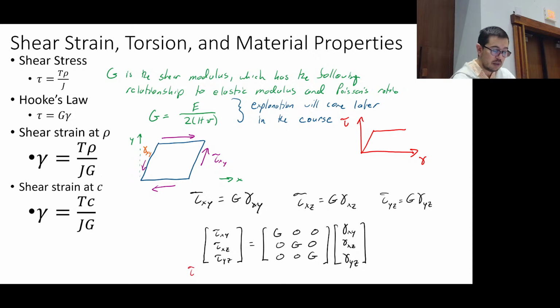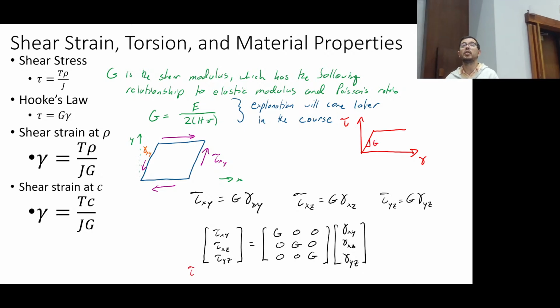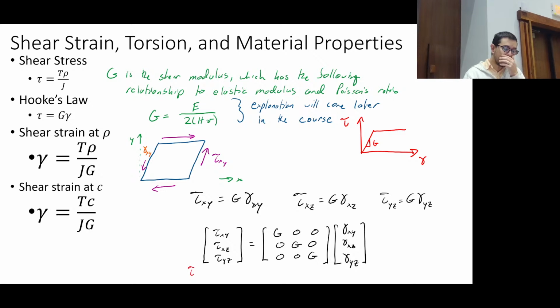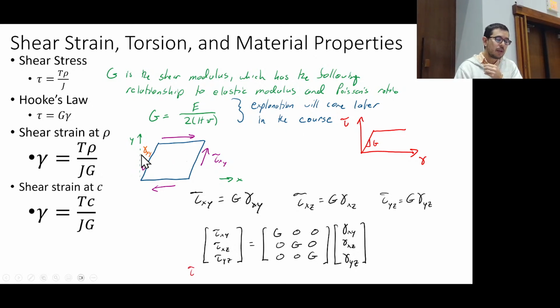Except it's the slope between the shear stress and the shear strain. Okay? So that's how it works. But it's a little bit confusing in that the normal stress and the normal strain were kind of in the same direction. You can kind of see them more easily.